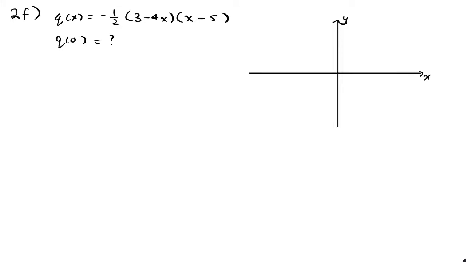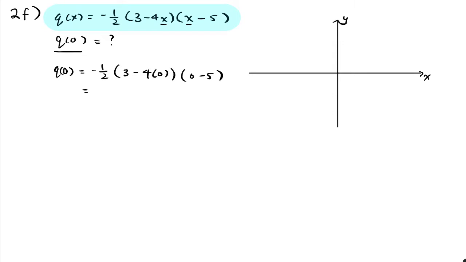So for part F, we're given q of x is equal to minus 1/2 times 3 minus 4x times x minus 5. And let's start out by finding what q of 0 is. So q of 0 is just equal to minus 1/2 times 3 minus, now everywhere there's an x, replace it with 0. So we have 4 times 0 and 0 minus 5.